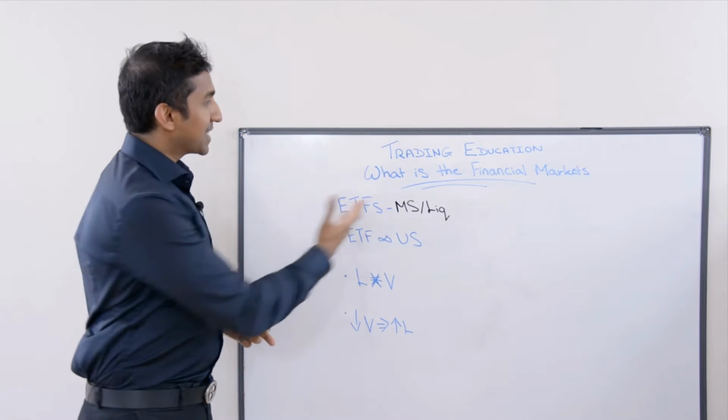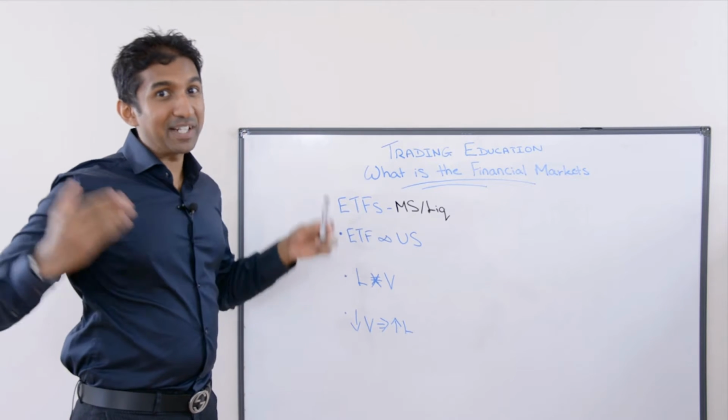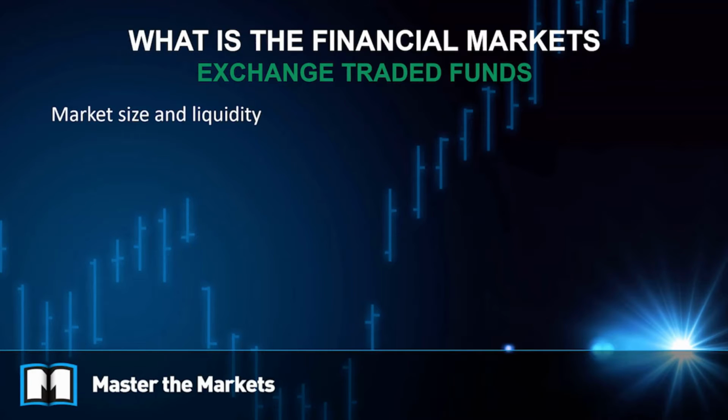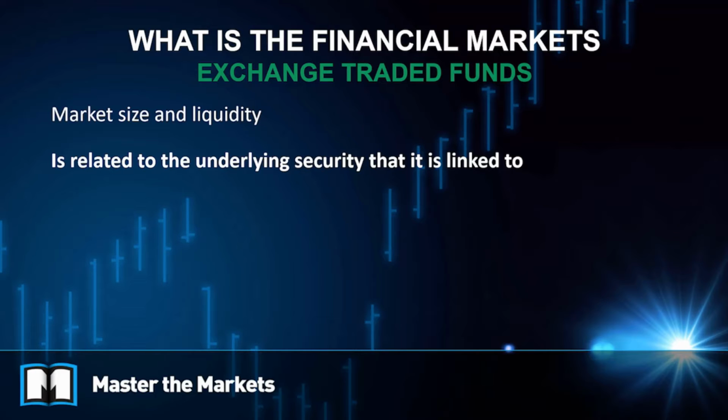Now we move on to the market size and liquidity of exchange traded funds. The exchange traded fund is related to the underlying security that it is linked to. For example, the SPDR ETF is linked to the S&P 500 index, which is the top 500 technology companies in the US.